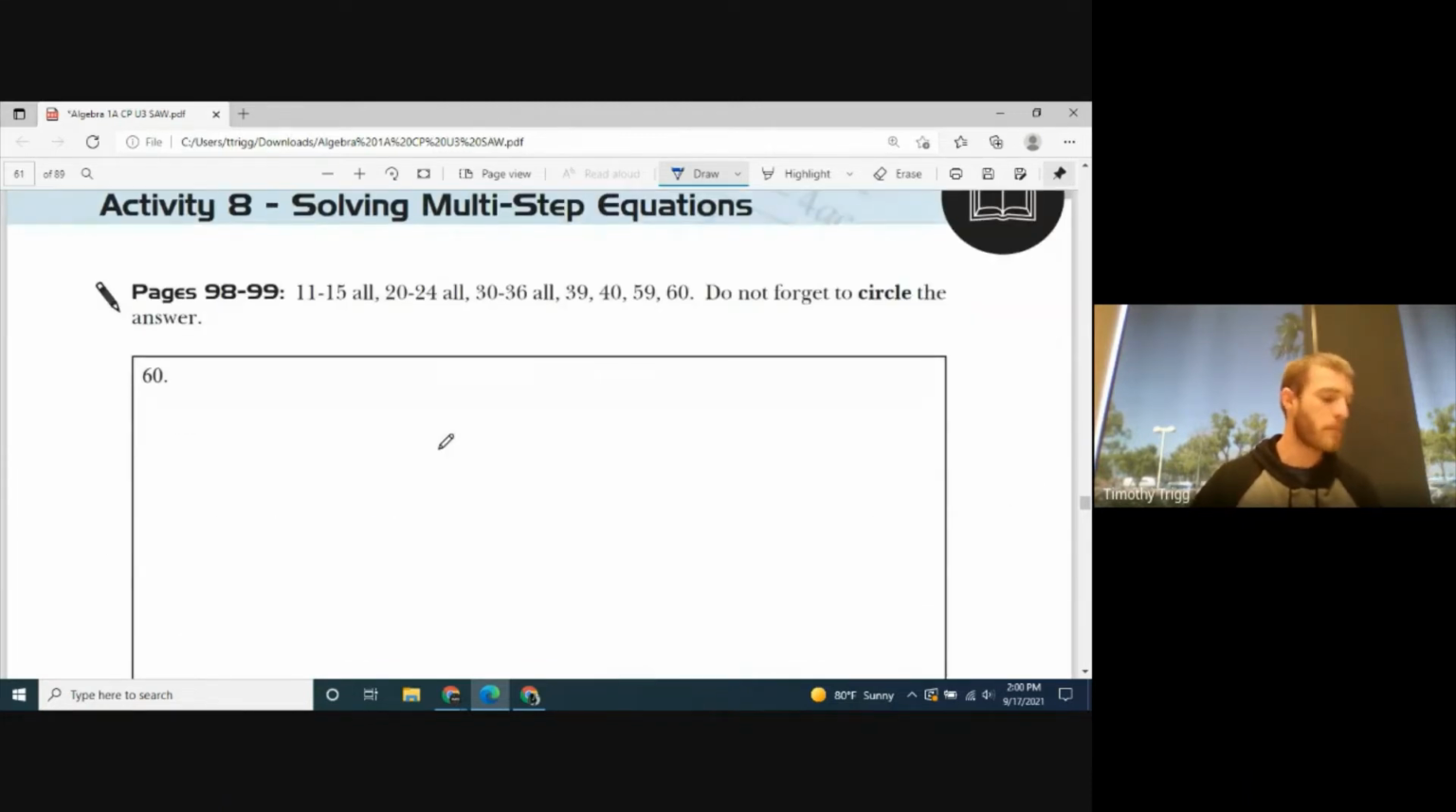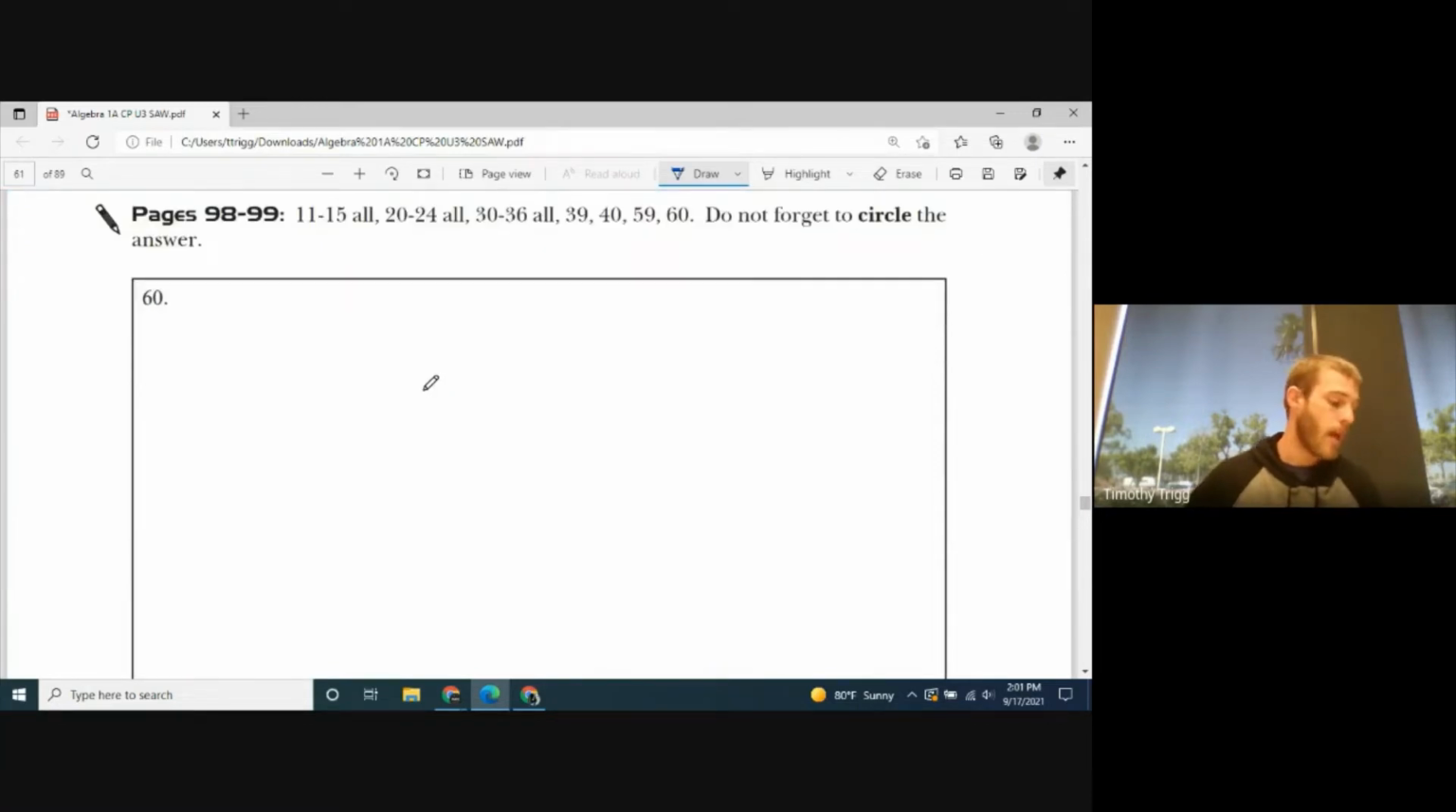Number 60, another word problem. Moving expenses. A college student is moving into a campus dormitory. The student rents a moving truck for $19.95 plus 99 cents per mile. Before returning the truck, the student fills the tank of gasoline, which costs $65.32. The total cost is $144.67. How many miles did the student drive the truck?